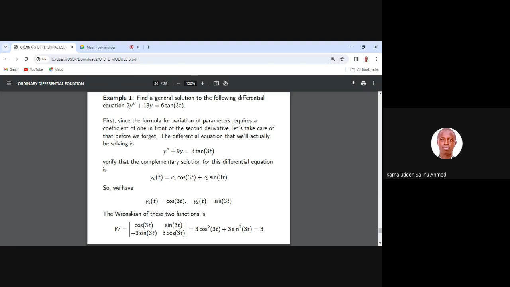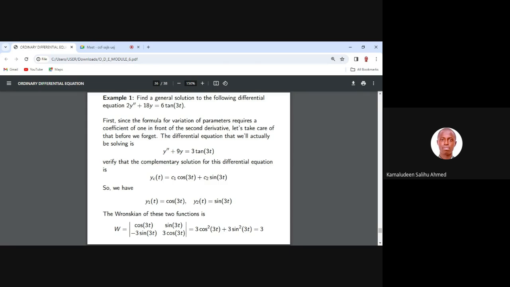Use the guess. When you guess, get the auxiliary equation, solve the quadratic, and the roots will be complex. That's why you have c1 cos 3t + c2 sin 3t. So this is the general expression for the complementary solution. So we have y1 equals cos 3t, then y2 equals sin 3t.